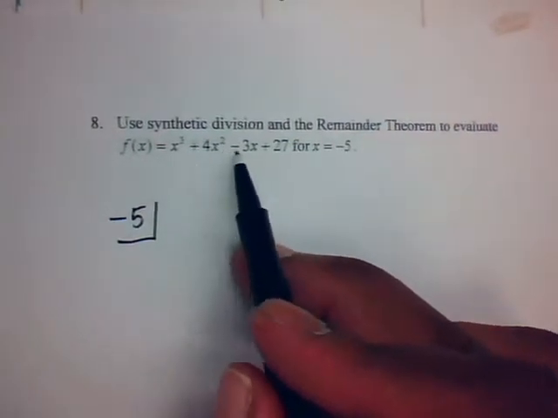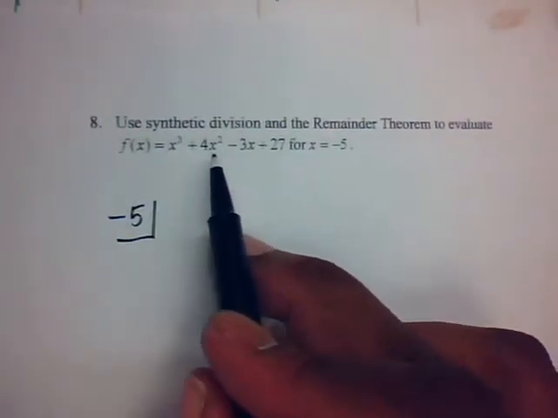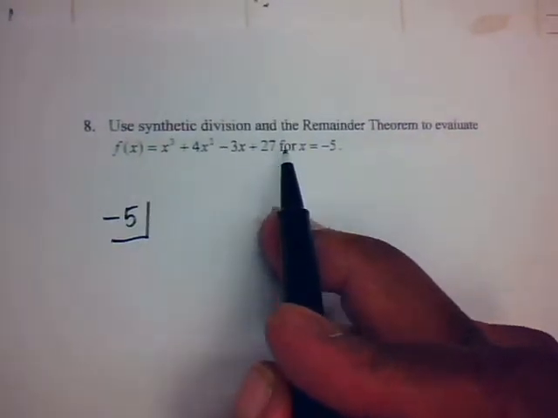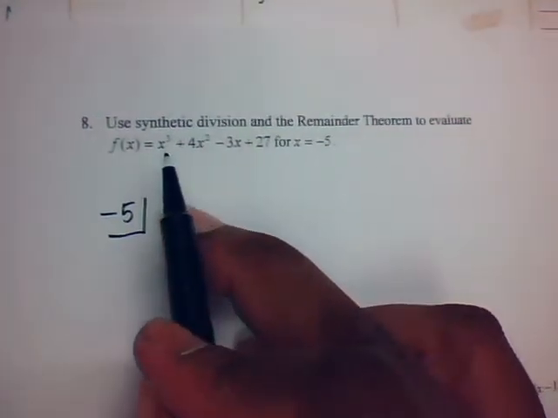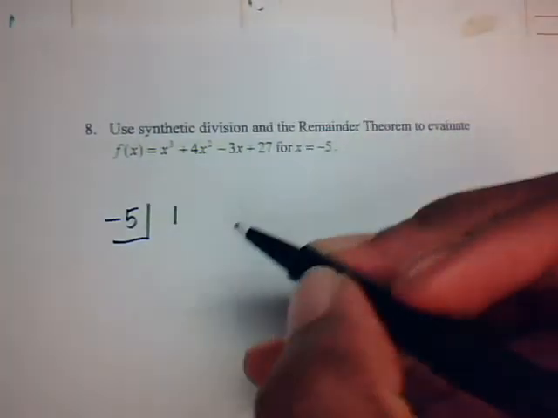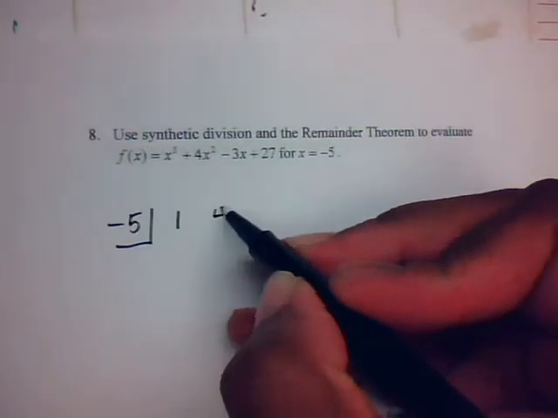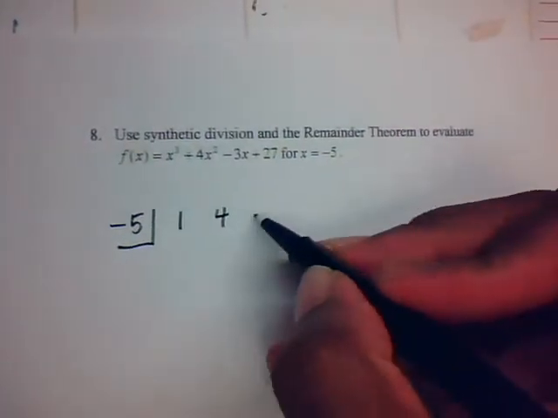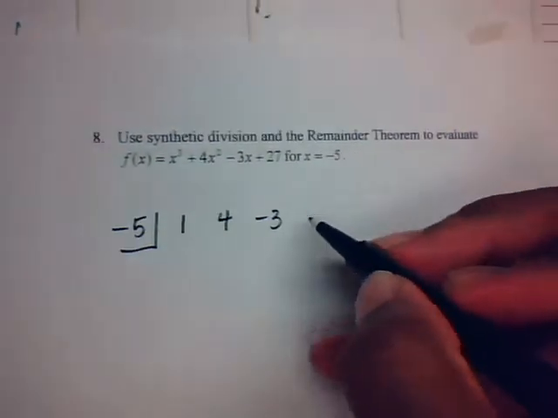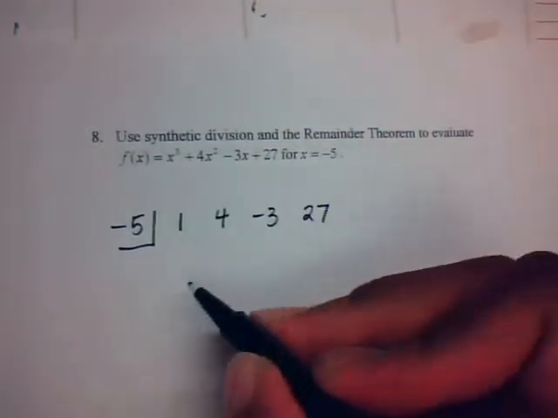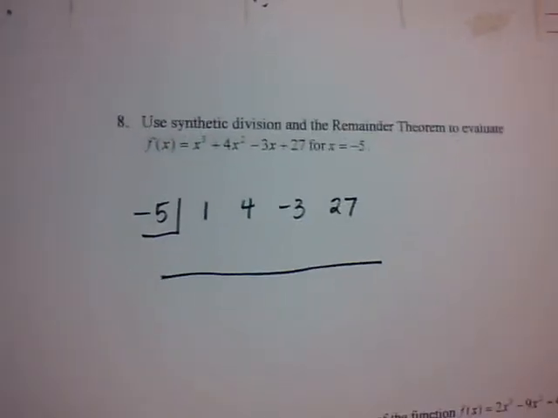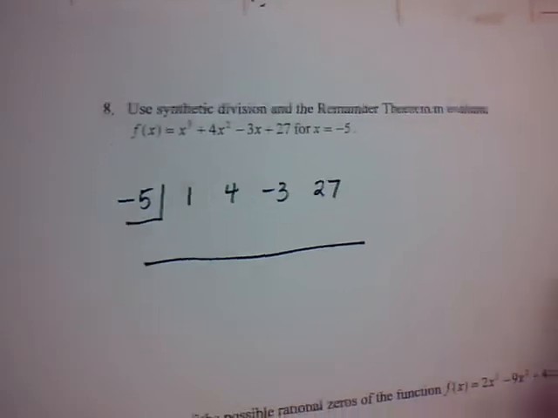Now notice there are no missing terms because we have x cubed, x squared, and x, and a 27, a constant. So here the coefficient of x cubed is 1. The coefficient of x squared is negative 4. The coefficient of x is negative 3. And the constant is just 27. And here's where we do the synthetic division process.